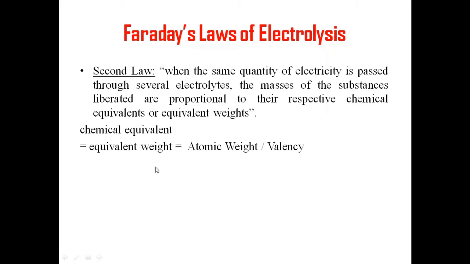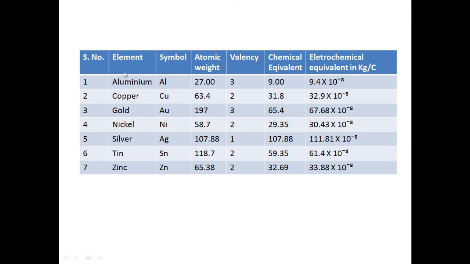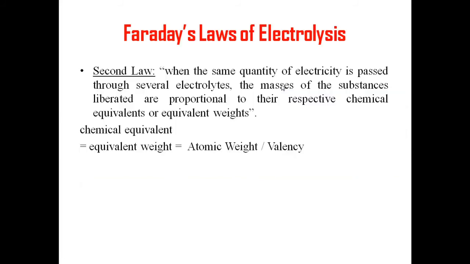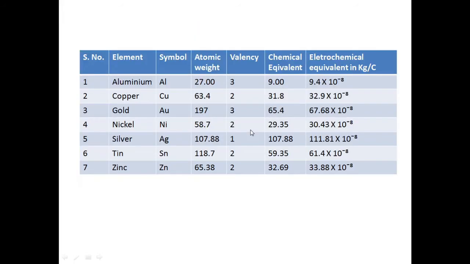So what is that chemical equivalent? Chemical equivalent can be given as the atomic weight of that particular substance divided by its valency. Let's have a table in which we can see the chemical weights of different elements. Here we have different elements: aluminum, copper, gold, and many others, and their atomic weights are defined. Valencies are also predefined. The chemical weight changes with respect to these. As I already told, chemical weight is the ratio between the atomic weight and the valency. So here, atomic weight is 27, valency is 3, so the chemical equivalent will be 9.